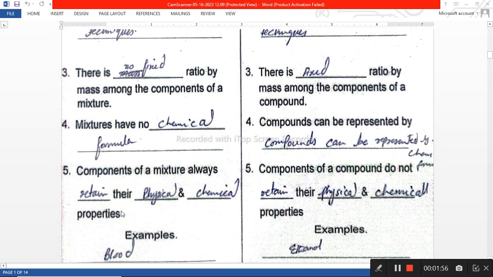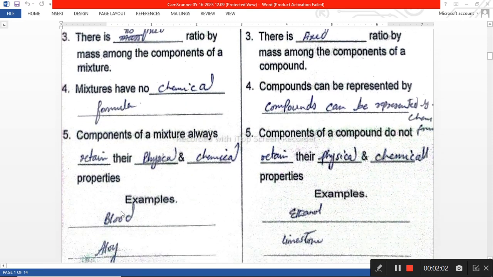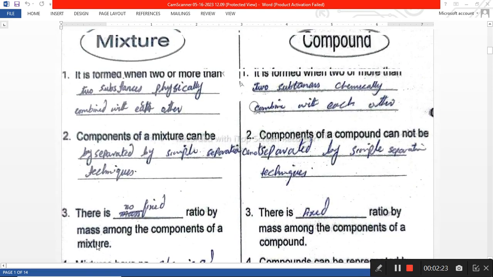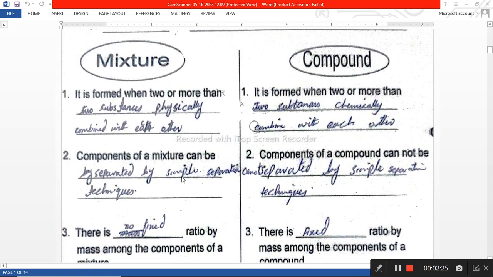Components of a mixture always retain their physical and chemical properties, and the examples of the mixtures are blood, which is a mixture of white blood cells, red blood cells, tissues, plasma, etc. While alloy is also a mixture. It is a mixture of two metals and metal with non-metal, and in non-metals we have only carbon. Okay, the next topic is compound.